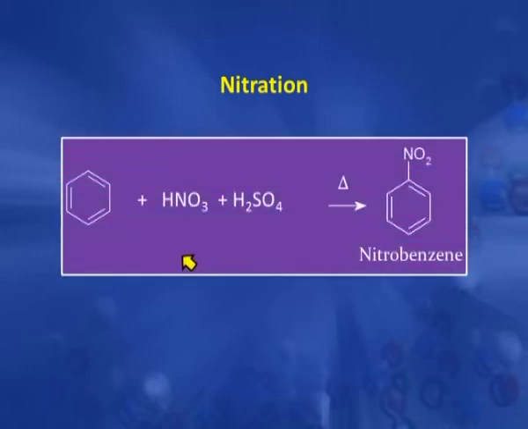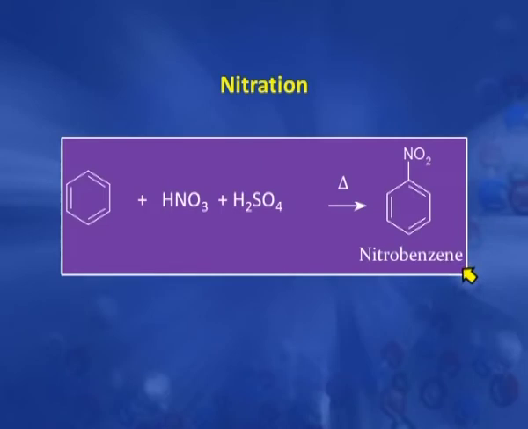Now, we come to the different electrophilic substitution reactions. First one we discuss is nitration. In nitration, benzene reacts with the nitrating mixture which consists of two acids, concentrated nitric acid and concentrated sulfuric acid. This on heating gives the product nitrobenzene. So, this is an electrophilic substitution reaction.